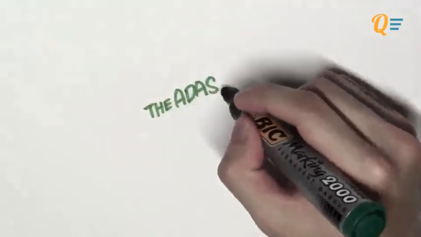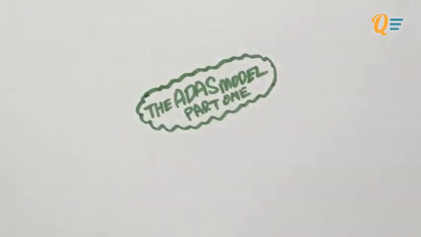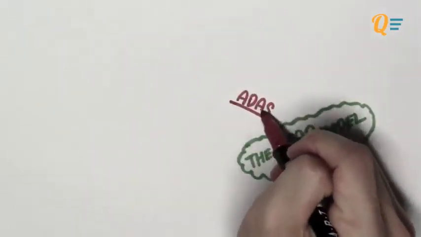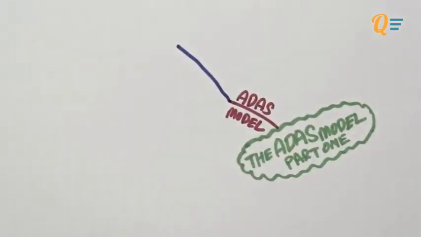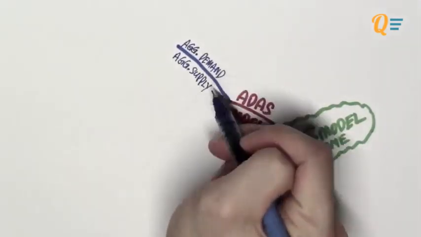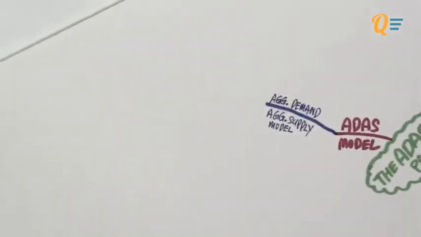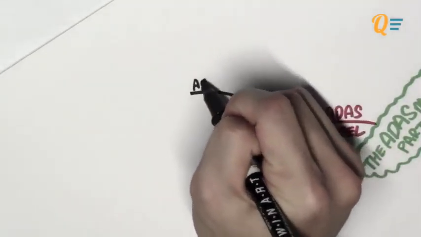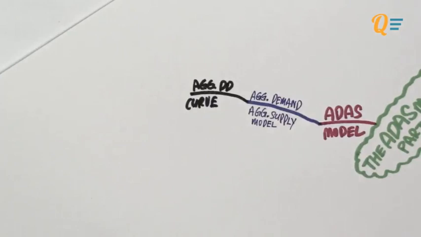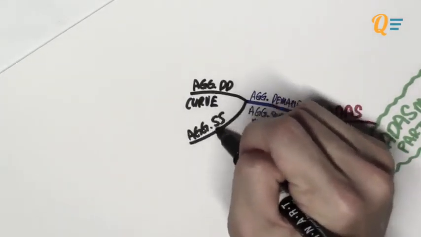Okay, we've reached a new chapter in macroeconomics. Today we'll be talking about the ADAS model. The ADAS stands for the Aggregate Demand and Aggregate Supply model. And I think you would guess by now that the ADAS model is actually made up of the aggregate demand curve as well as the aggregate supply curve.